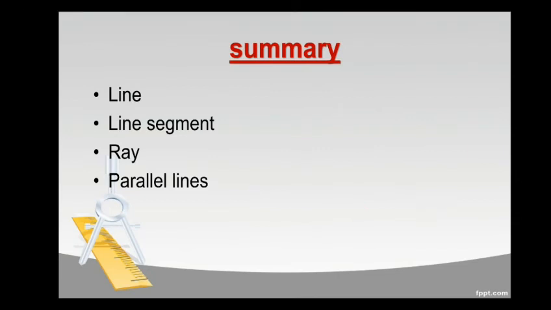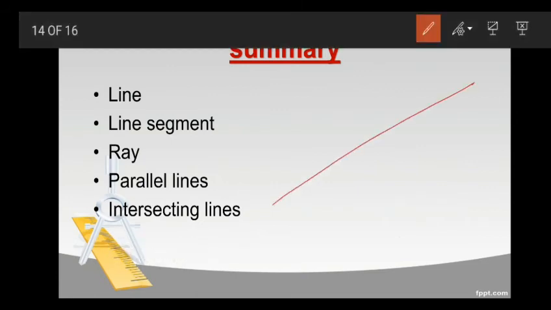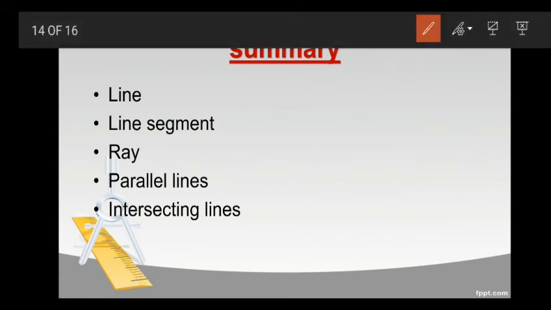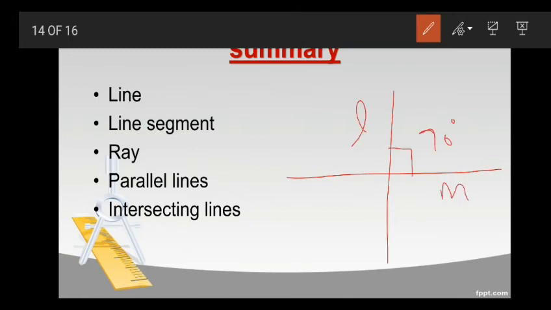Then we have seen intersecting lines. If two given lines meet at a common point, then we call those two lines intersecting lines, and the point where they meet is called the point of intersection. If the intersecting lines make 90 degree, then that is called perpendicular lines. Suppose L and M are perpendicular, then we will use this symbol to represent perpendicular lines.